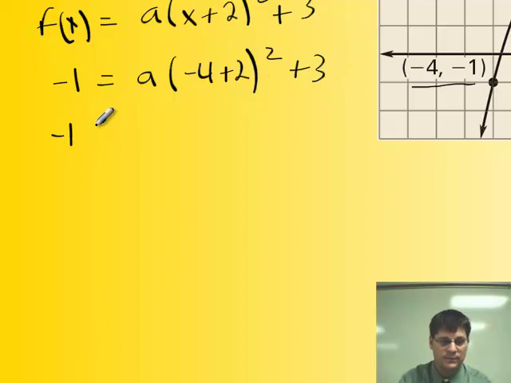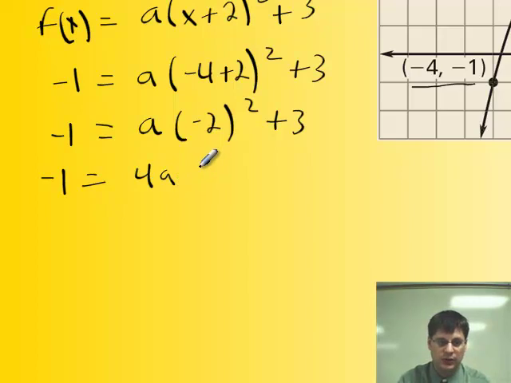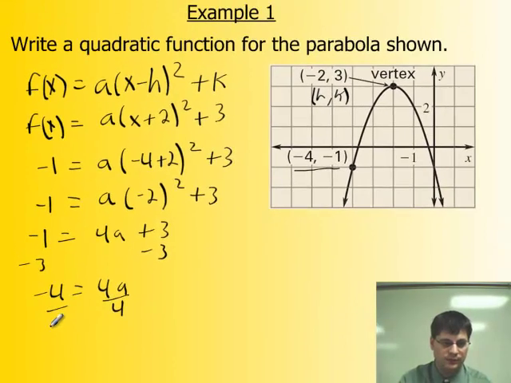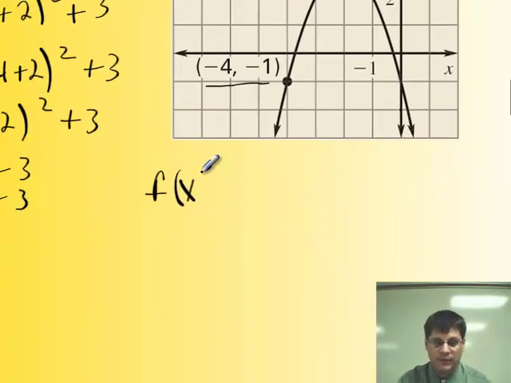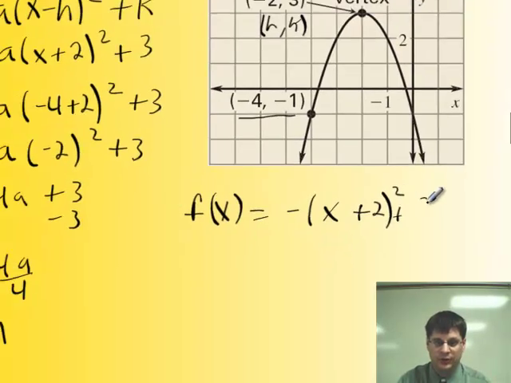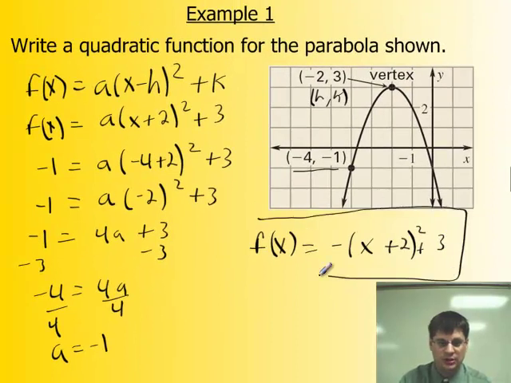And now we just solve for a. So we'll simplify what's inside our parentheses to negative 2 squared plus 3. And negative 1 is equal to 4a, because negative 2 squared is 4, plus 3. We subtract 3 from either side. So negative 4 is equal to 4a, and we divide by 4. Thus, a is equal to negative 1. So our final function will look like f of x is equal to negative, instead of just negative 1, we'll put a negative, x plus 2 squared plus 3. And that is the equation of this function.